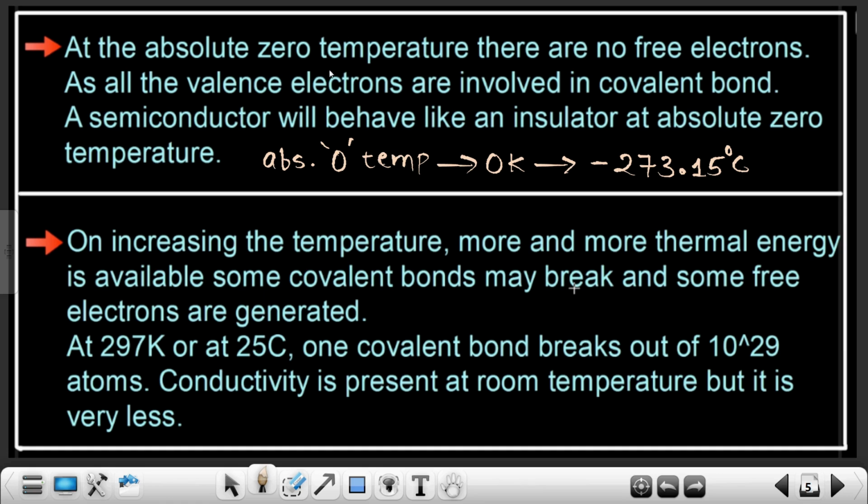Okay, so at absolute zero temperature, or 0 Kelvin, or minus 273 degrees Celsius, there are no free electrons. As all the valence electrons are involved in the covalent bonds, a semiconductor will behave like an insulator at absolute zero temperature. So long story short, let's suppose I have a crystal of semiconductor. This is my semiconductor crystal. All of the electrons would be involved in the covalent bonds in this crystal, and none of the electrons would be free. What does that mean? We will just proceed further.